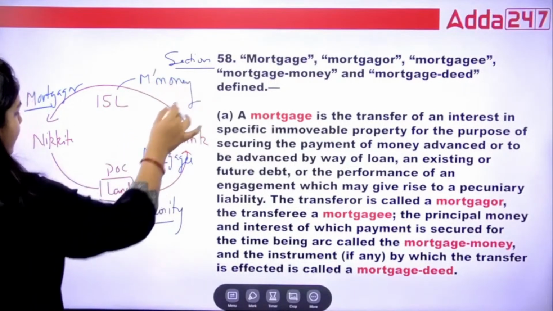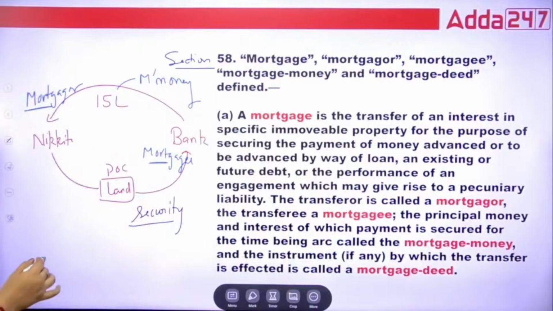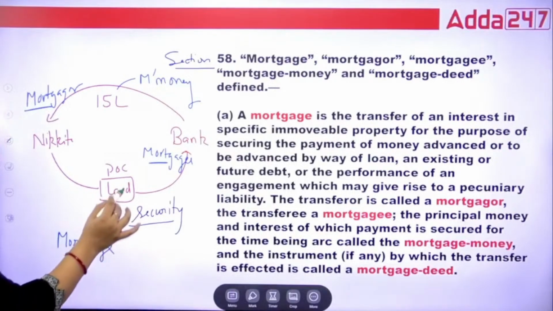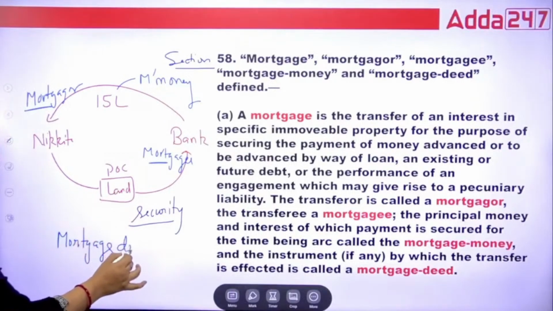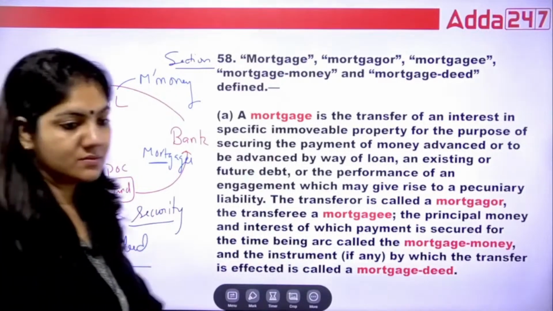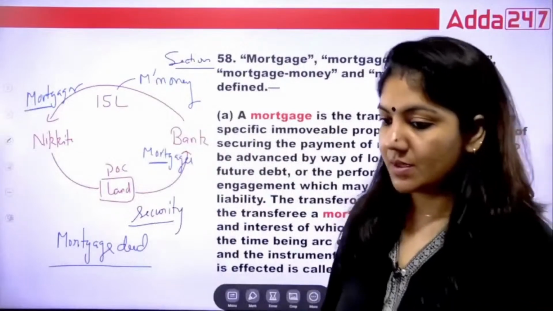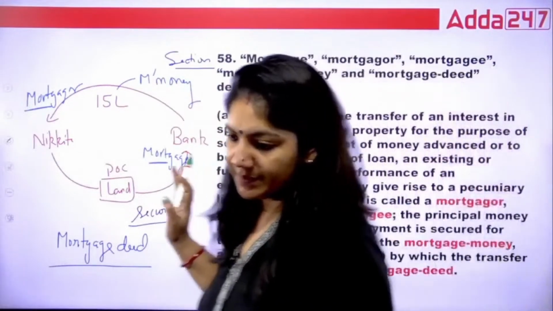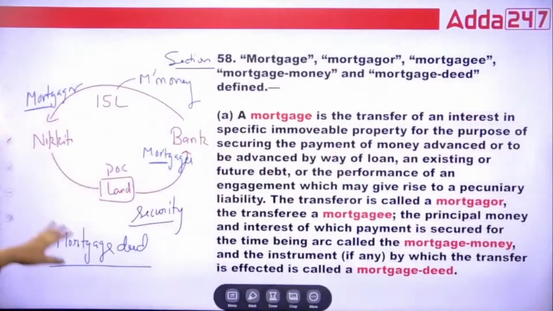And for this mortgage, we require this mortgage deed. This contract should be done in the document. Okay. So this is the complete diagram.